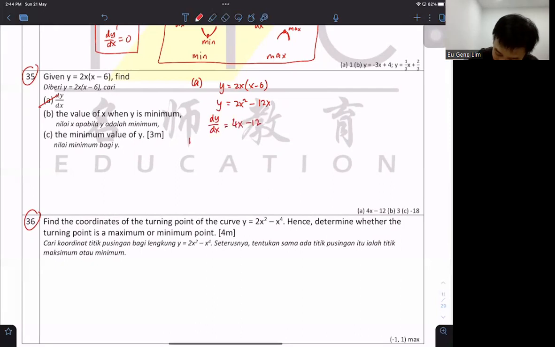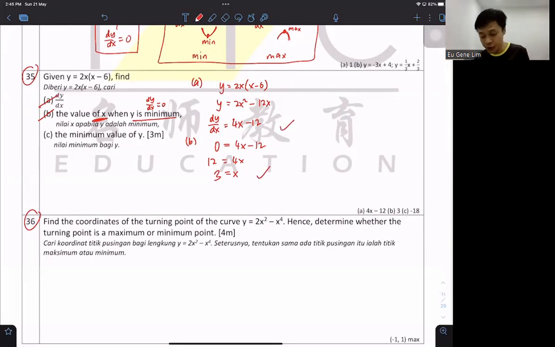Okay, that's question A. Now, question B. Find the value of x when it is minimum. You see minimum, what is minimum? Minimum is dy dx equals 0, remember the formula. So you just put 0 here, dy dx is 0. So from here you can find out x already. Minus 12 bring over become positive 12, times 4 bring over divide 4. 12 divided by 4, x equals to 3. Done.